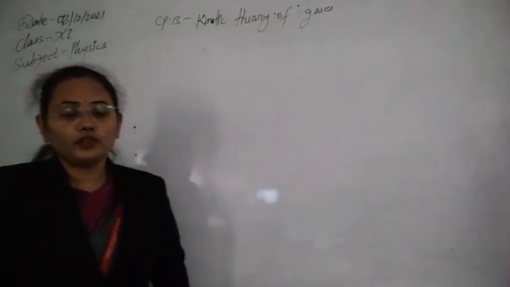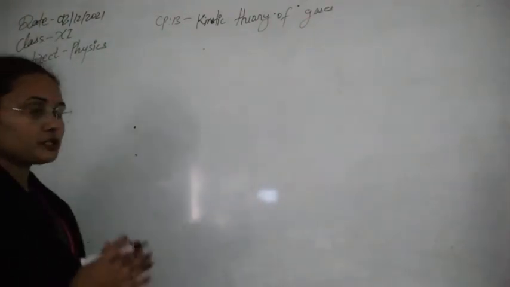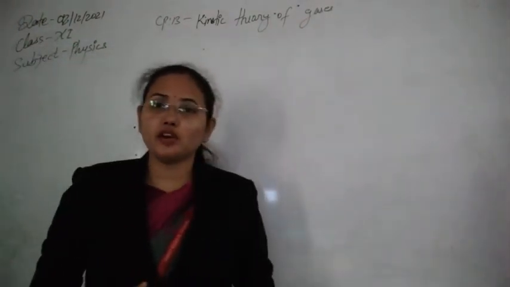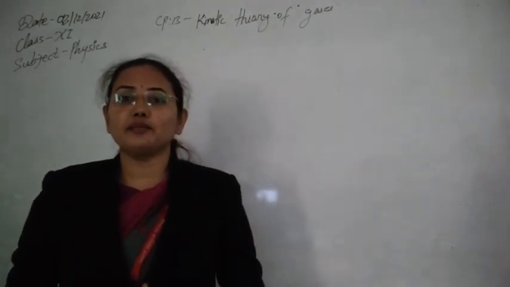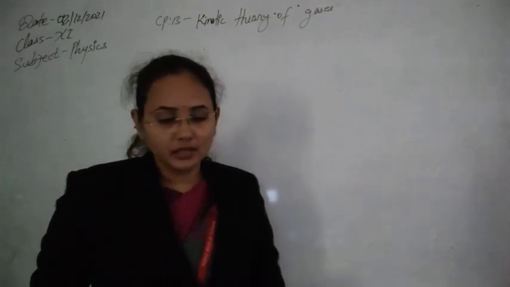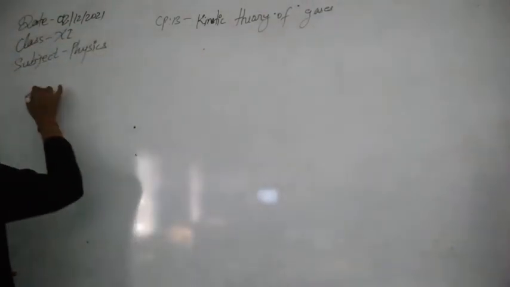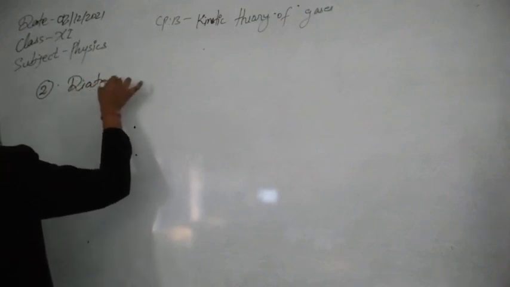So now the second one, for the diatomic gas, let's see what will be the values of the specific heats and also the atomicity of the gases. Diatomic gases like H2 and N2 are made up of two atoms, and they are known as diatomic. So the second one that we have is the diatomic gas.